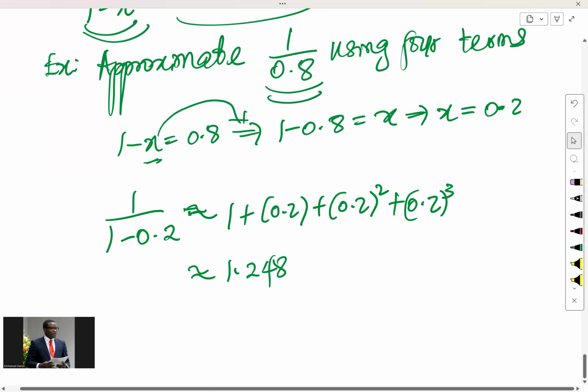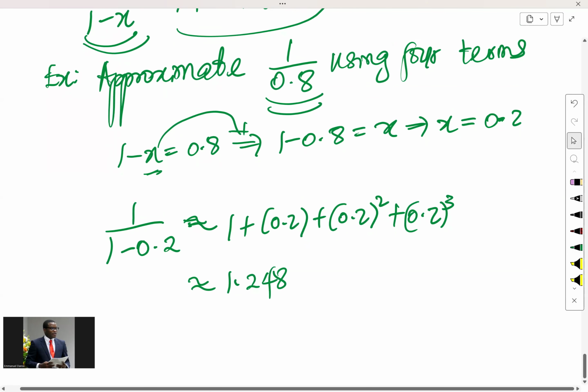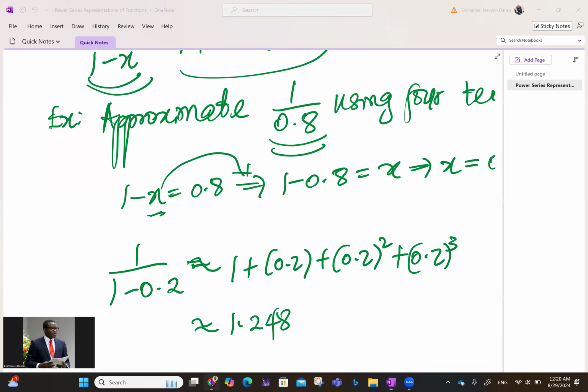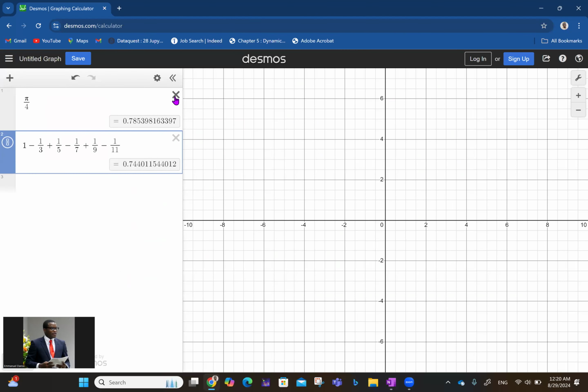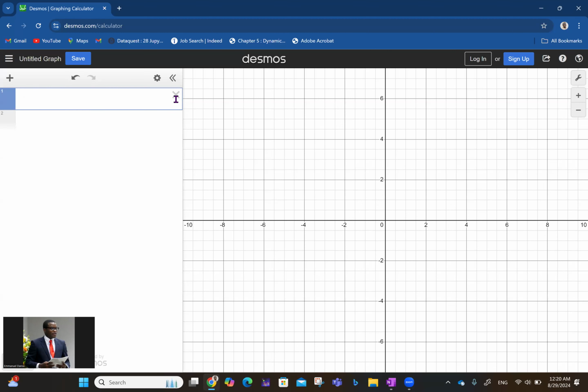Normally, what is 1 over 0.8? That's the question. 1 over 0.8 is like 10 over 8. If you multiply both sides by 10, that's 10 over 8. And that's 5 over 4. And that is 1.25 or something like that. So we can check that out. Yeah, let's check that out in Desmos. 1 divided by 0.8. I think it's simply 1.25 or so. So 1 divided by 0.8. Yeah, it's 1.25. But then because of the approximation now, we got 1.248.